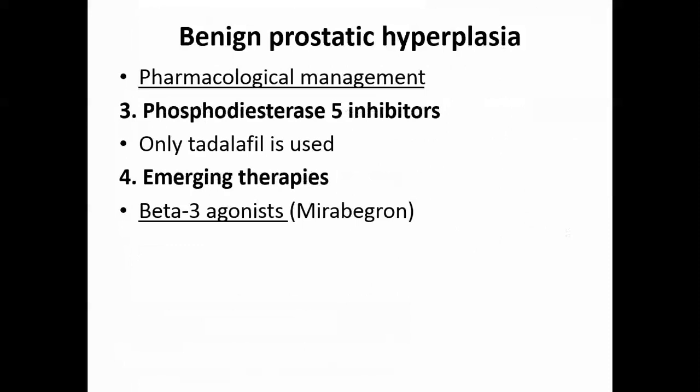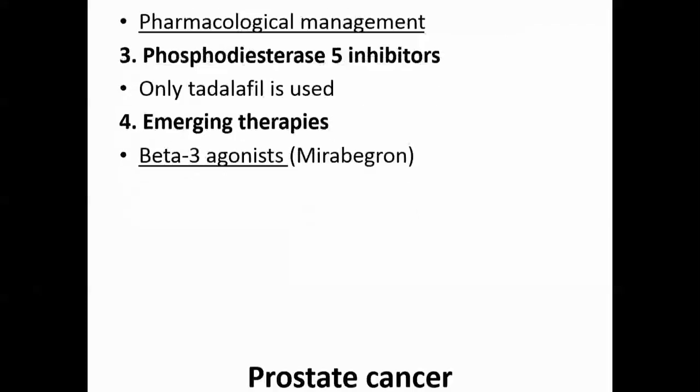Other drugs can also be used for some conditions that are less important than the two classes here. The most important two classes in the treatment of benign prostatic hyperplasia are the alpha 1 blockers and 5 alpha reductase inhibitors. Other drugs include the phosphodiesterase 5 inhibitors, tadalafil, and we also have emerging therapies, which are beta 3 agonists, mirabegron. They are less important than the other two classes.